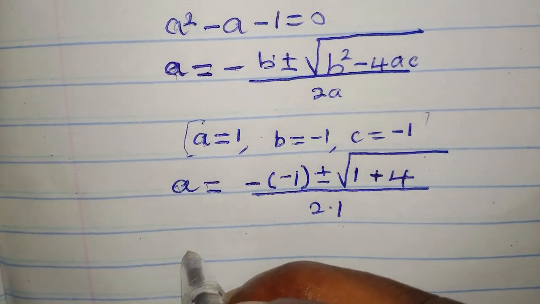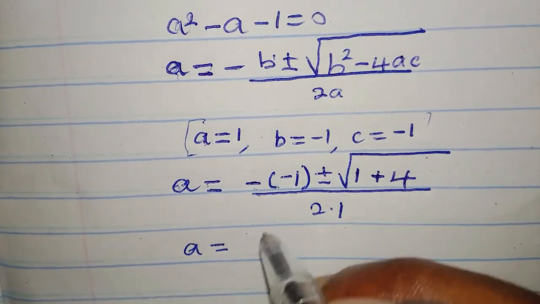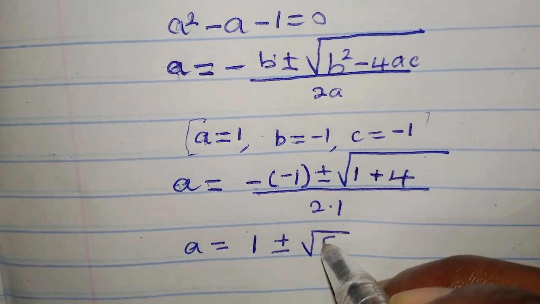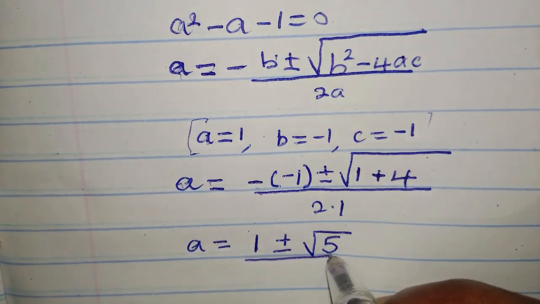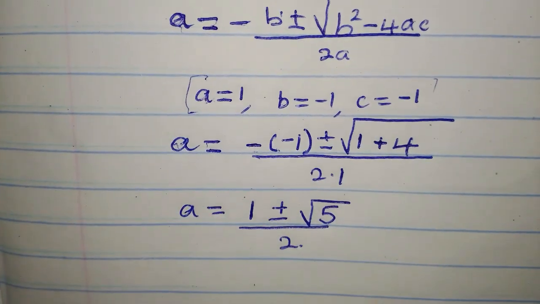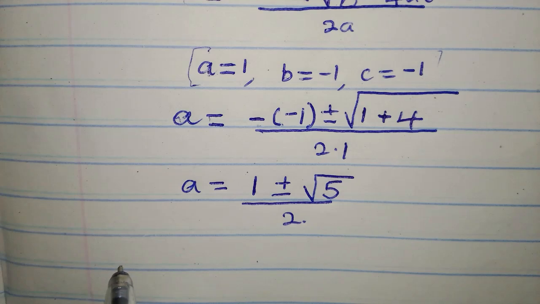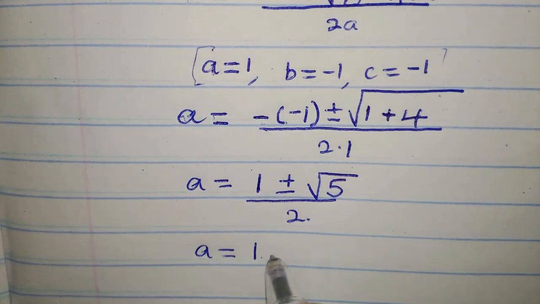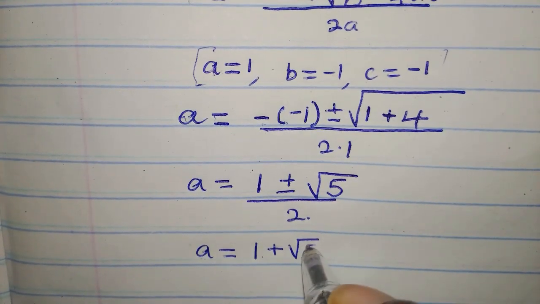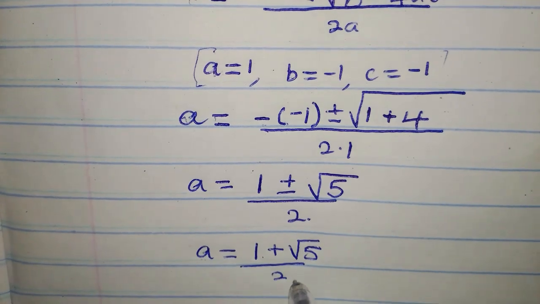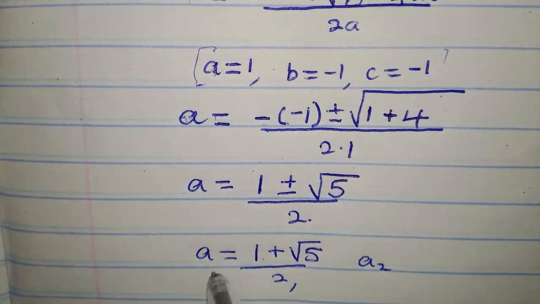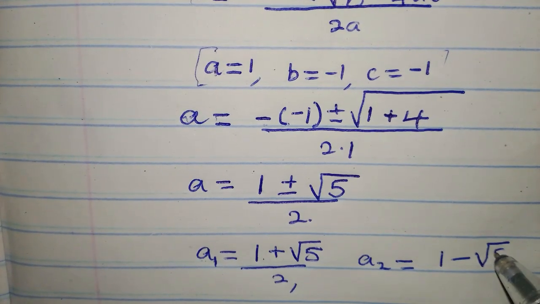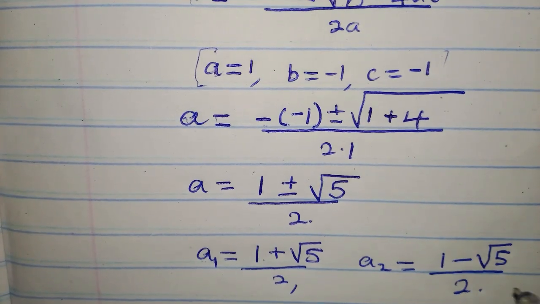Okay, so we can say a is equals to minus minus 1, which is going to give us a positive 1, plus or minus the root of 5, divided by 2. Okay, 5 divided by 2. So from here we can say our a1 is equals to 1 plus root of 5 divided by 2. Okay, and our a2 is equals to 1 minus the root of 5 divided by 2.